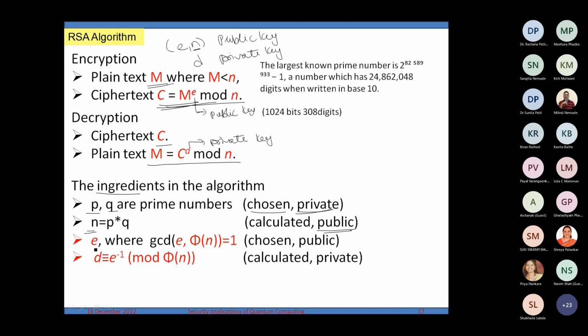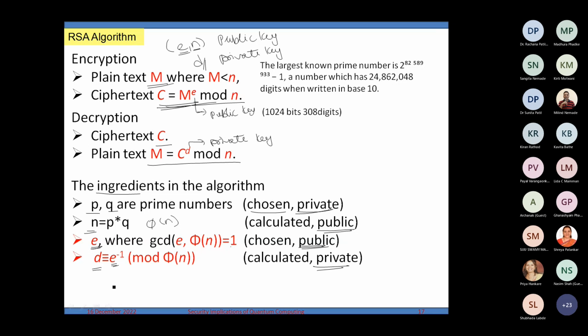Next, from N, we have calculated psi of N, and then we have chosen an E such that GCD of E and psi of N is equal to 1. And remember, E is publicly available. See here, E is in the public key. Now D is calculated, which is the multiplicative inverse of E mod psi of N. And remember, D is kept private.